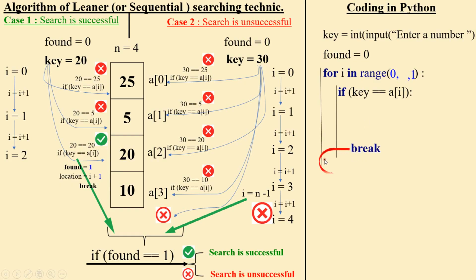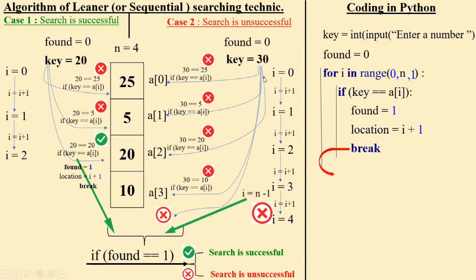Before exiting the loop, change the value of the variable found from 0 to 1. That is, found equals 1. In addition to this, the location of the searched value should be stored in another variable. That is, location equals I plus 1. If this condition is not met, we will have to continue to the last element of the array. The array contains n elements. So, we need to put n as the second argument in the for loop.